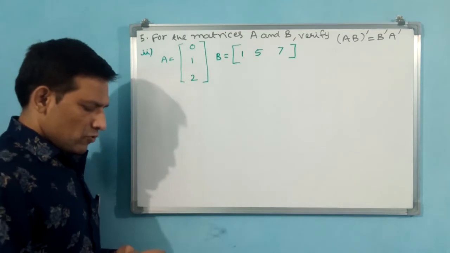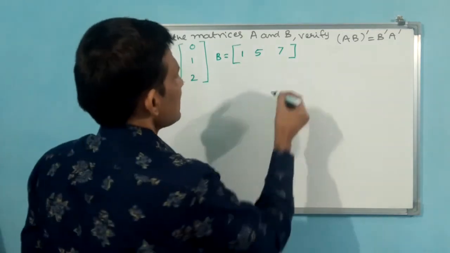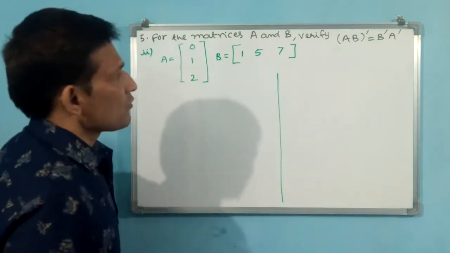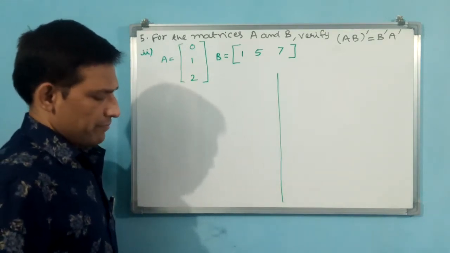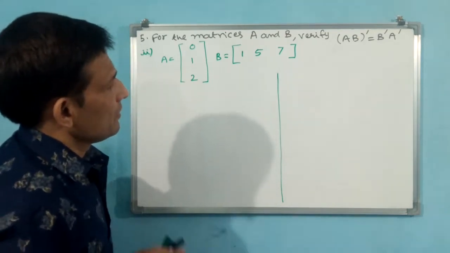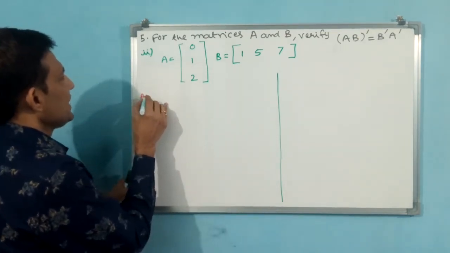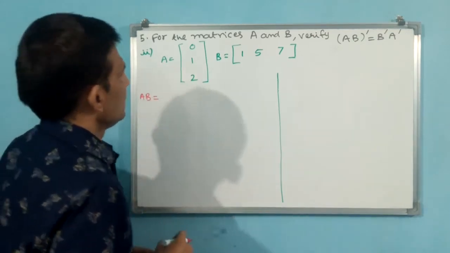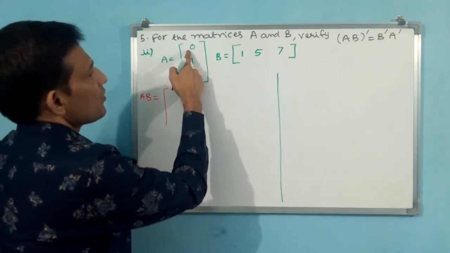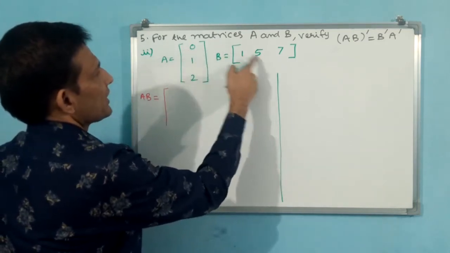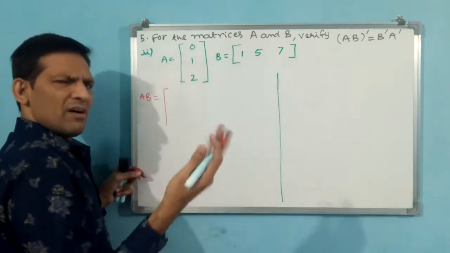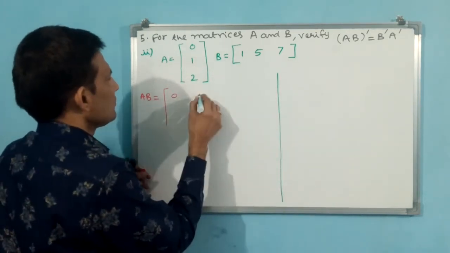Let us do it, put one line for LHS and RHS separately. First what you have to do? You have to do AB. Okay. Let us do AB. A into B. AB is equal to, first row, first column, first row, second column, first row, third column, like that you have to do. You see, when you are multiplying by 0, all are going to become 0. So, okay?